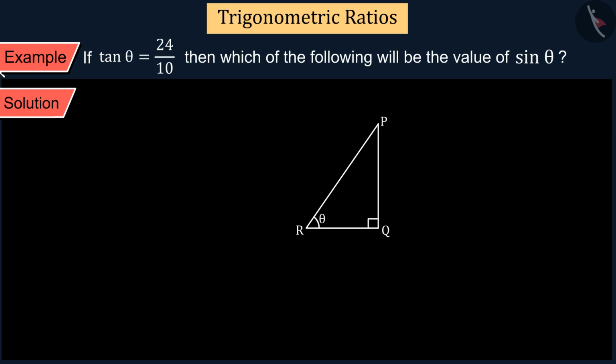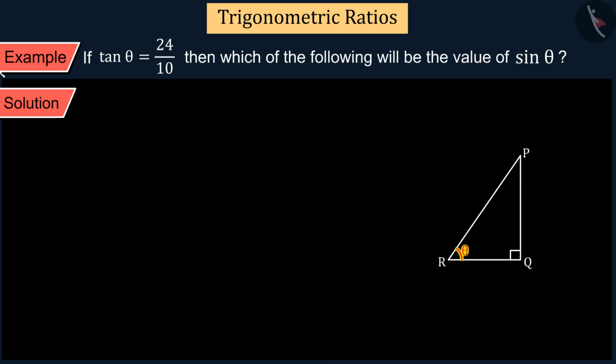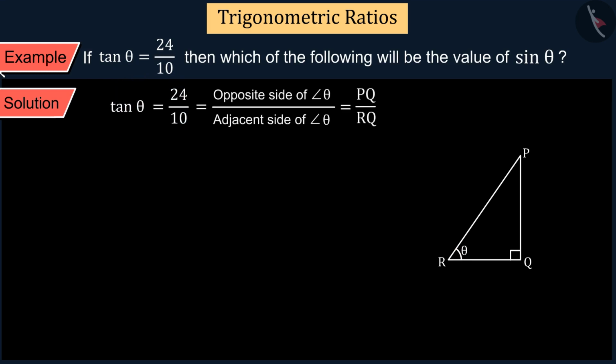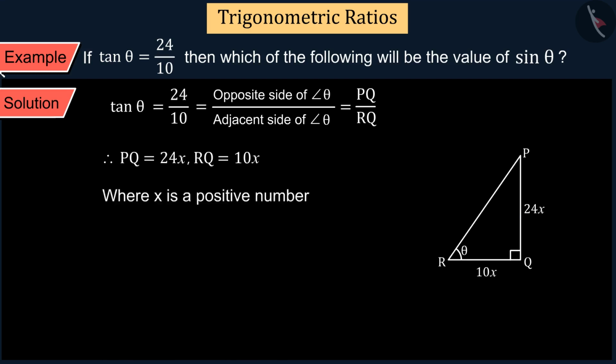is theta. We know that the trigonometric ratio tan of the angle theta is equal to the ratio of opposite side to the adjacent side of the angle. In this triangle PQR, PQ is the opposite side and RQ is the adjacent side of the angle, which we can also write in this way, where x is a positive number. Can we now find the value of sin theta?